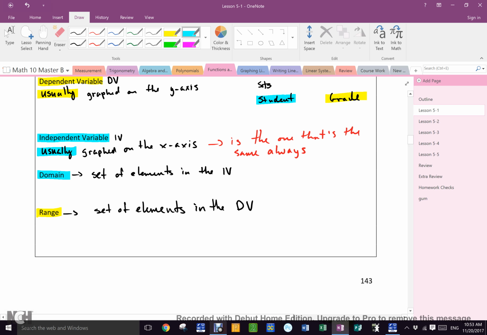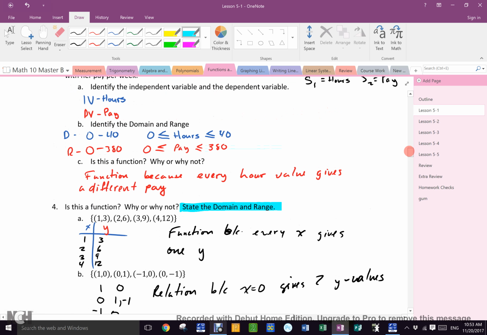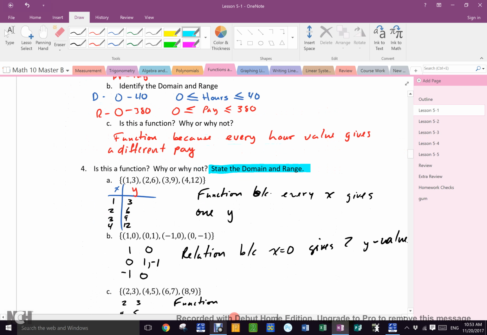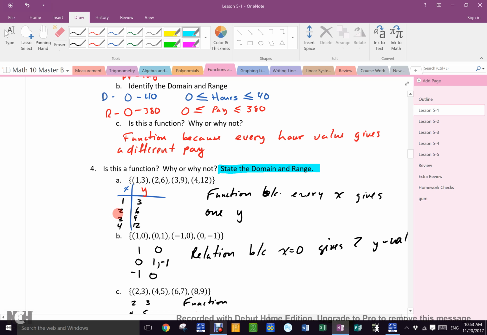Guys, I feel bad. The homework I assigned you, I feel bad not showing you how to do the first one. Okay. What is the domain in number 4? In this one, what's the domain? 1, 2, 3, and 4. Is it everything between? Or is it 1, 2, 3, and 4? It's 1, 2, 3, and 4.